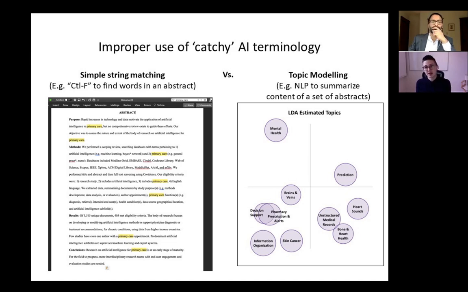That's not a value judgment on the actual tasks that are being performed, right? Because you don't need AI to do something useful, but it does show that when you're reading things, you're thinking about things, it's important to try and think about what is actually happening.